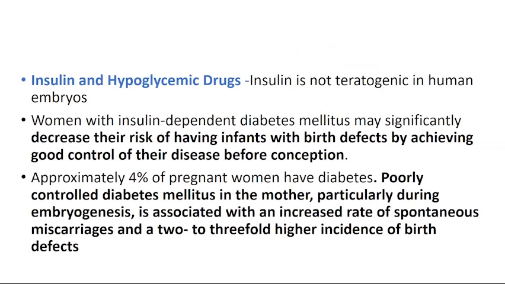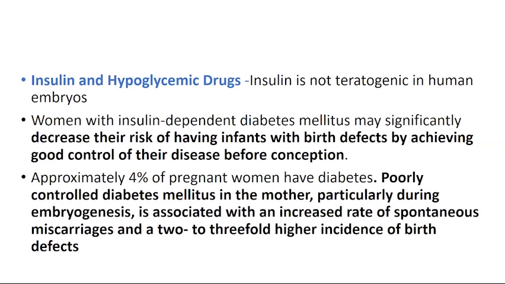Women with insulin dependent diabetes may significantly decrease their risk of having infants with birth defects by achieving good control of the disease. That means by diet, their diabetes should be well controlled before they start conception, so that the level is so low that they need to have a minimum intake of insulin, otherwise that can also affect the pancreas of the baby.